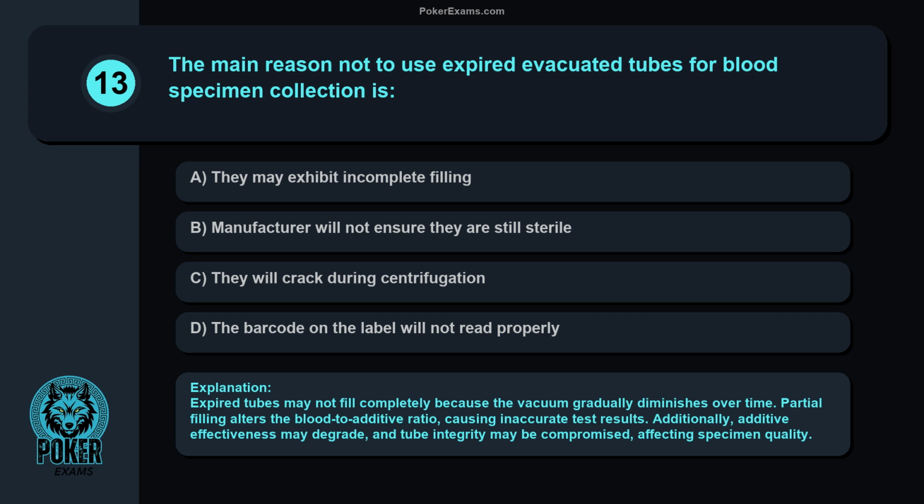Expired tubes may not fill completely because the vacuum gradually diminishes over time. Partial filling alters the blood-to-additive ratio, causing inaccurate test results. Additionally, additive effectiveness may degrade, and tube integrity may be compromised, affecting specimen quality.